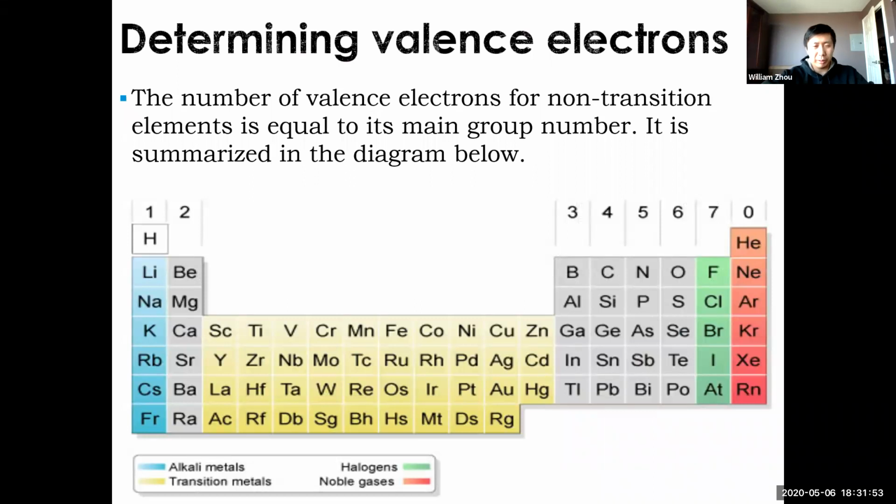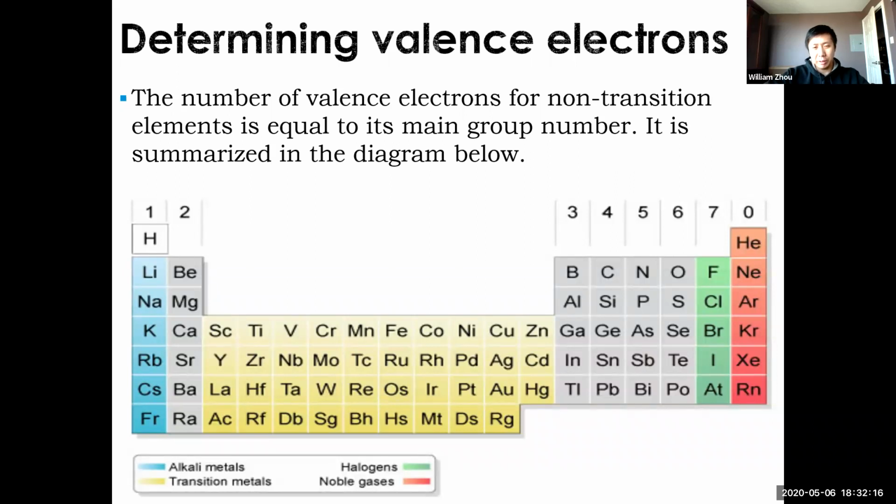So first of all, we learned that valence electrons can be determined using electron configuration. That was the lesson yesterday. So the best way to determine valence electrons is therefore using electron configuration because that's the most accurate model. Now, the problem is that it takes too long. You have to write out the configuration first.